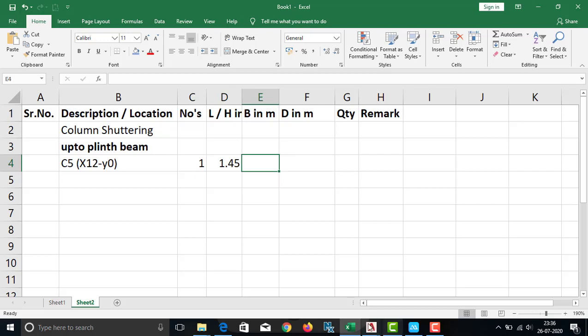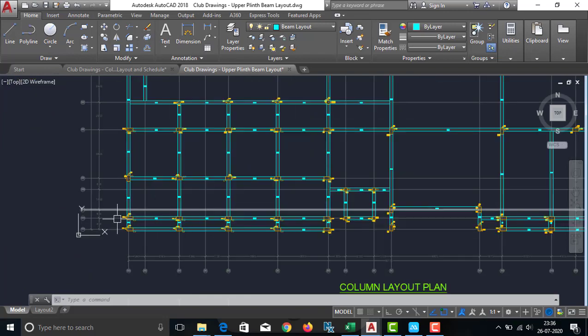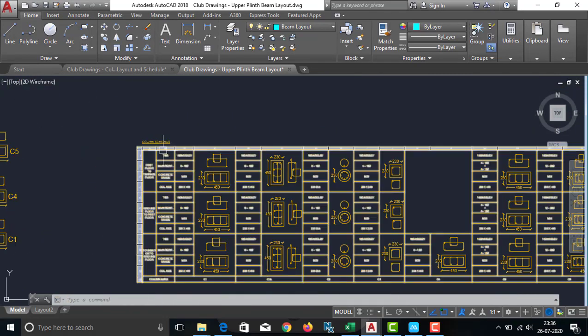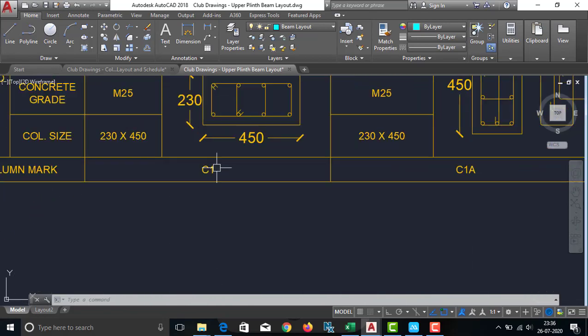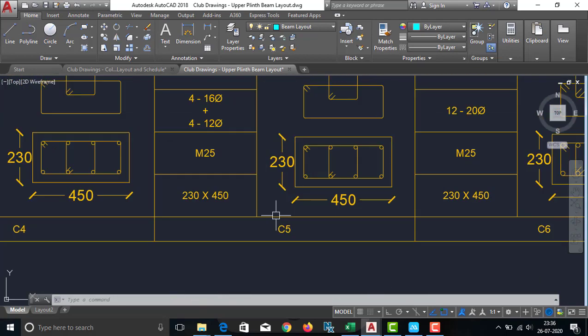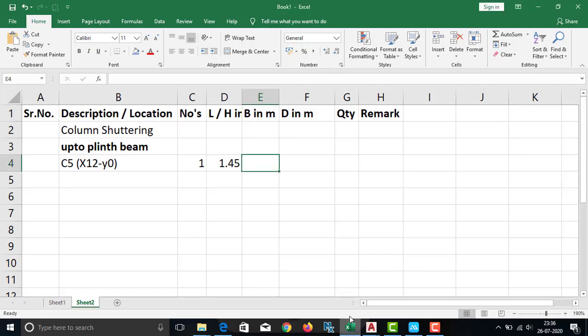The next, breadth. To know the breadth I should refer the schedule of the column. So go to C5 in the schedule of column table. Here it is C1, C2, C3, C4, C5, so here this is the C5. The given dimensions are 0.23 by 0.45. So here write 0.23, 0.45.